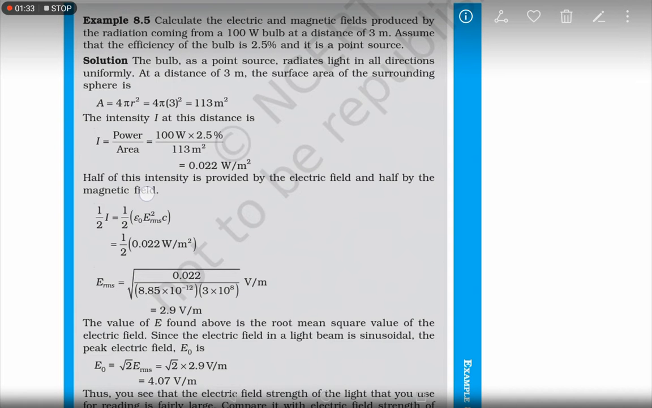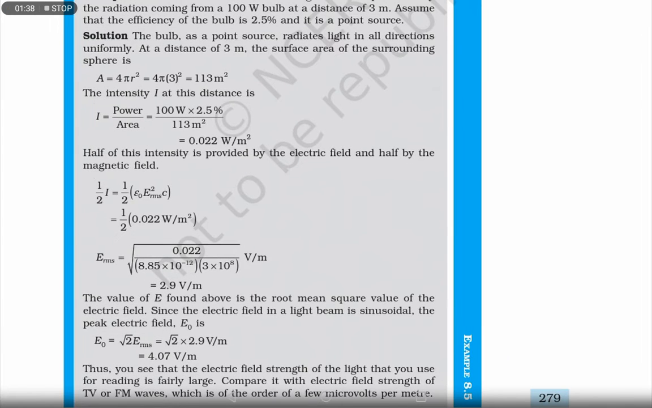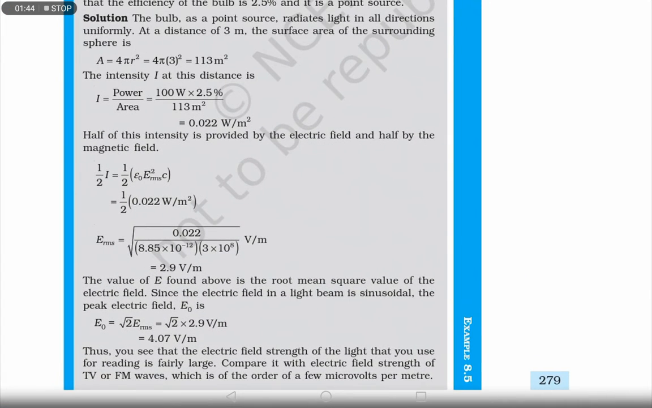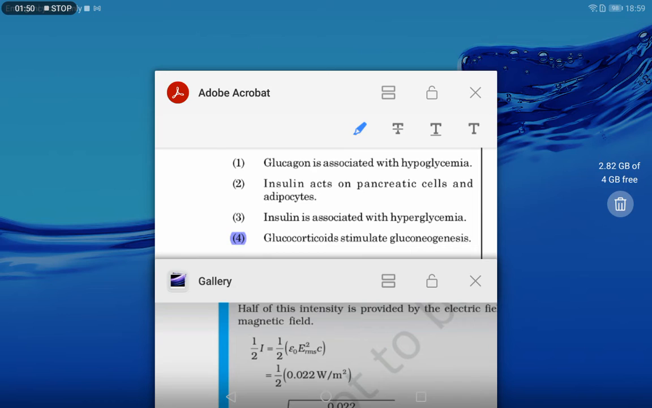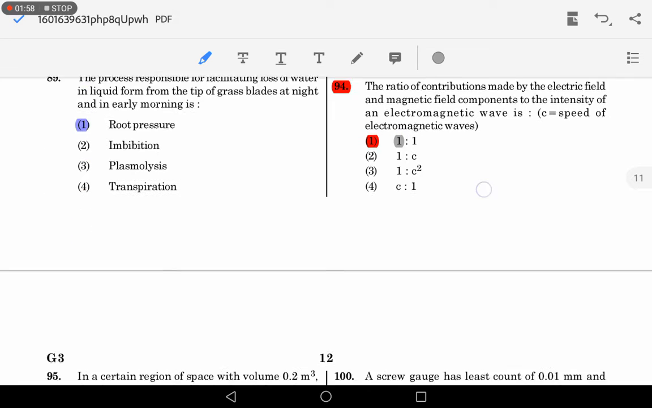You could also check out the proof in here. Epsilon naught E_rms squared c is equal to half B squared by mu naught times c. So both are equal from the known quantities, hence the intensities are equal in quantity, so they both have a 1:1 ratio.